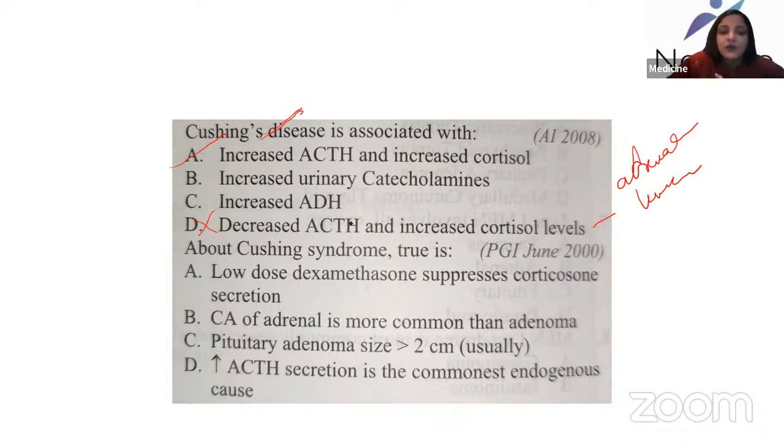Okay, so again, the other question is about Cushing syndrome. True is low dexamethasone suppresses cortisol secretion.